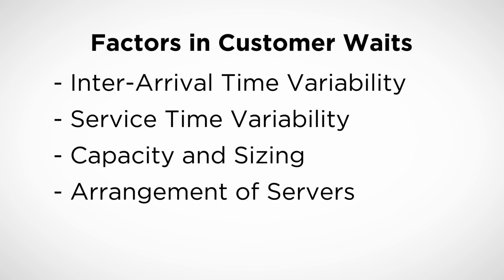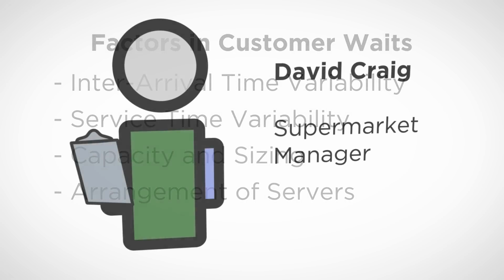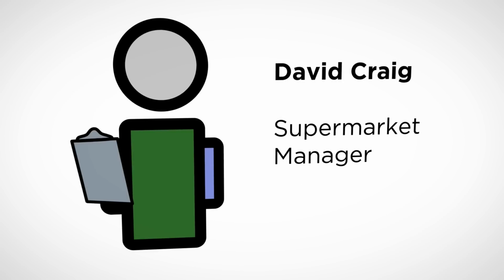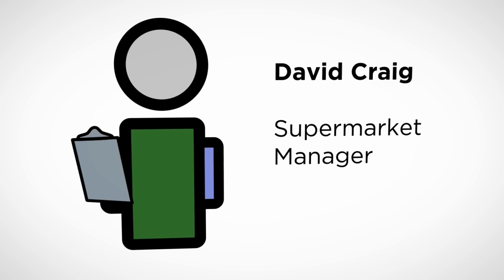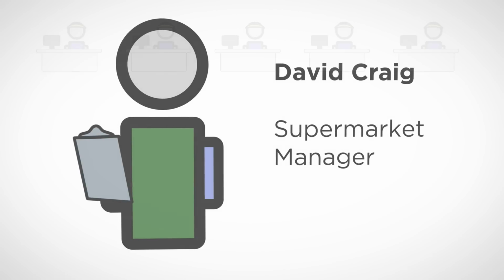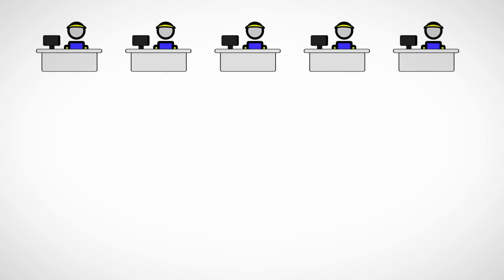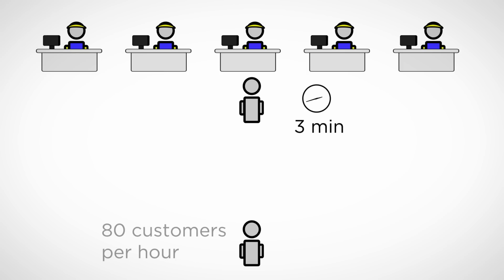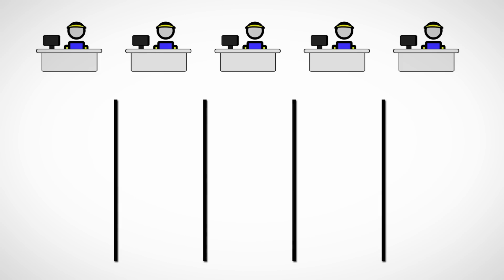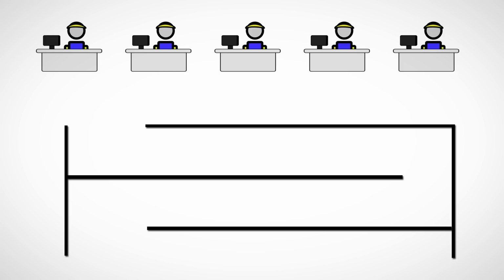Let's walk through a simple example involving David Craig, who is the made-up manager at our local supermarket. So David Craig is faced with the decision of how best to arrange the cashiers in his supermarket. The supermarket consists of 5 cashiers. Each cashier, on average, takes 3 minutes to serve a customer, and on average, 80 customers arrive at the supermarket every hour. So should he have a separate line for each cashier, or should he group the cashiers into a single pool with just one line in front of them?